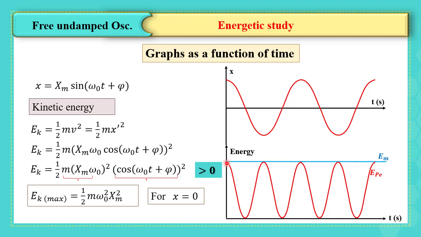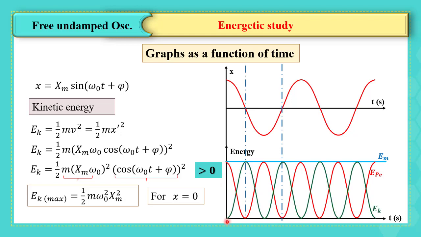And for x equals to 0, we can find that the potential energy is 0, thus the kinetic energy should be maximum. While it starts from maximum x, it means that v is 0 and the kinetic energy starts from 0. Whenever one of these two energies, elastic or kinetic, is 0, the other is maximum, and all the time the sum is equal to the mechanical energy.